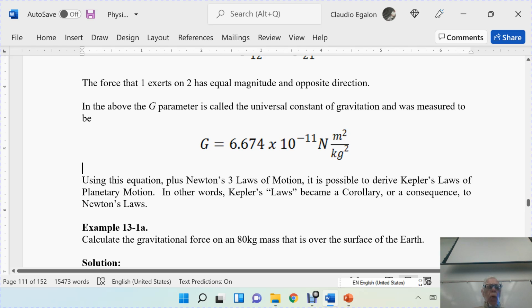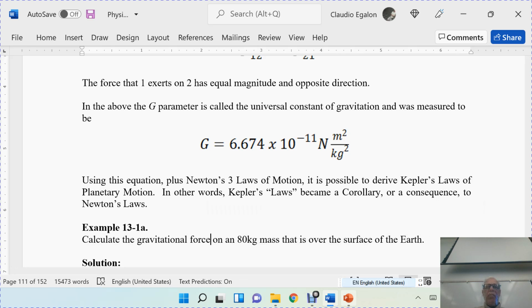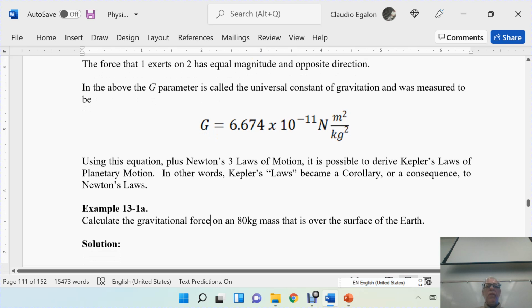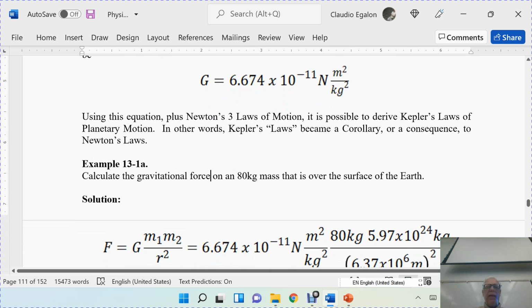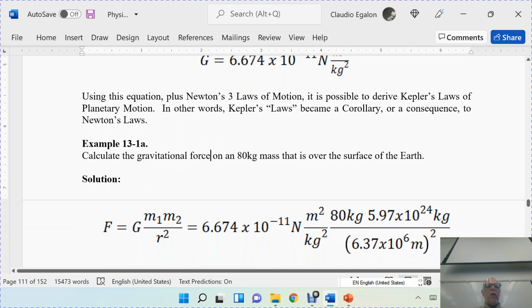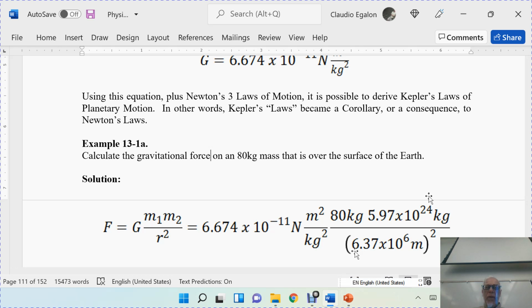But we can calculate, for instance, the gravitational force on an 80 kilogram mass over the surface of the Earth. Okay, let's do that. And you're going to see that this value is approximately 800 newtons. Okay, so here you go. What we do, you have someone sitting on the surface of the Earth.